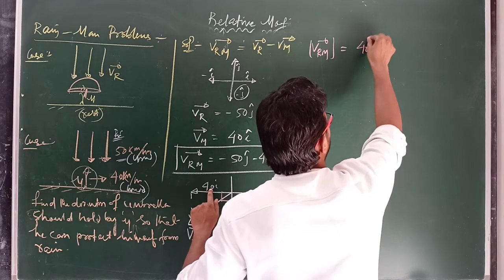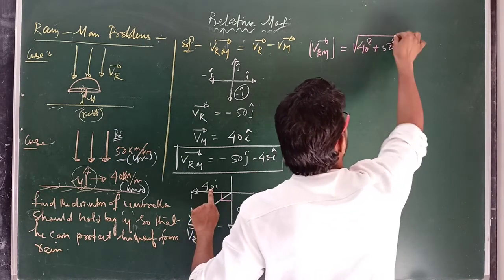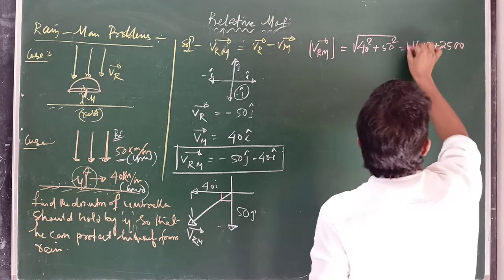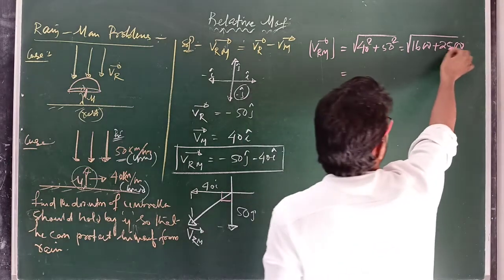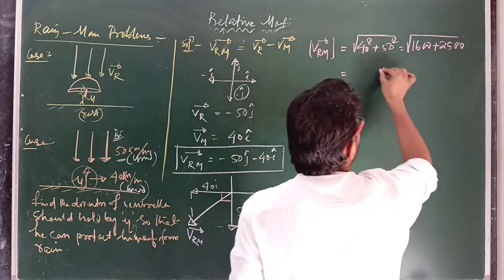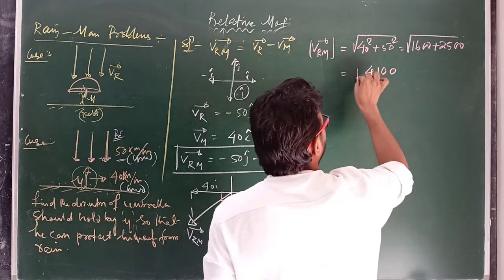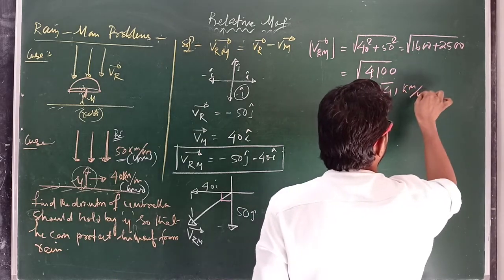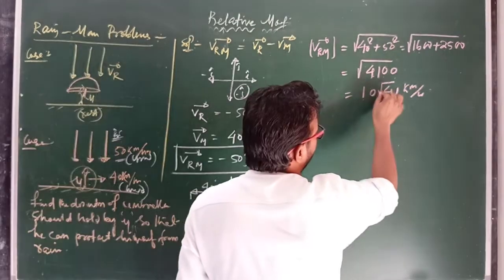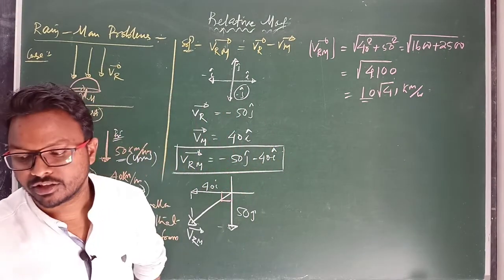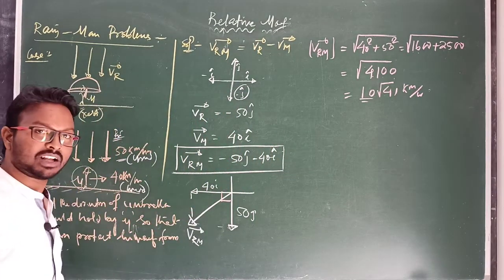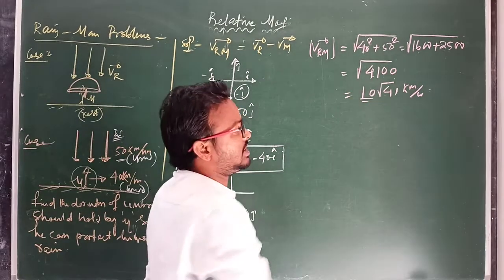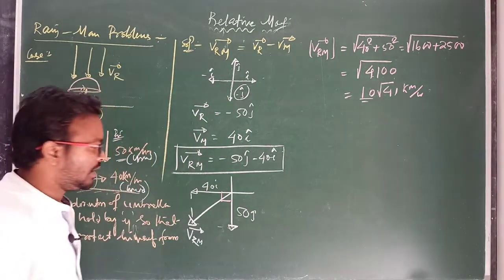So you can write here that it is root of 40 square plus 50 square, which equals root of 1600 plus 2500, and then it will be how much? That is root 4100, or which equals how much? That is 10 root 41 kilometer per hour. That means this is the final velocity observed by the person who is moving on the ground with 40 km per hour. At the time when he moves at 40 km per hour, the speed of rain he sees is 10 root 41 km per hour, and this is the direction.